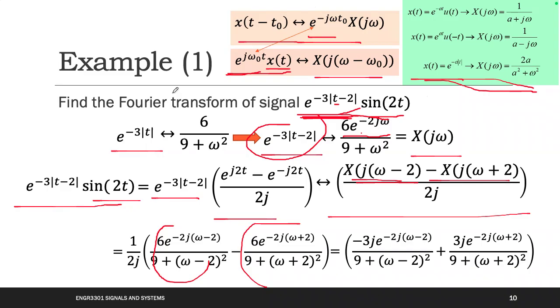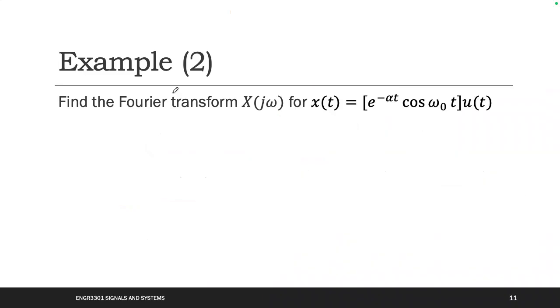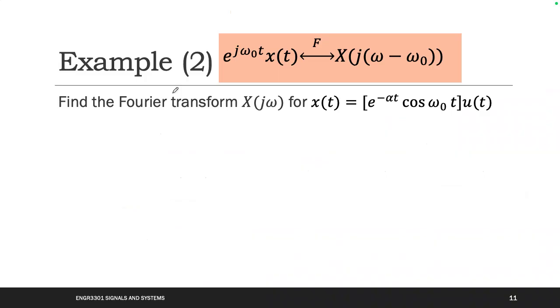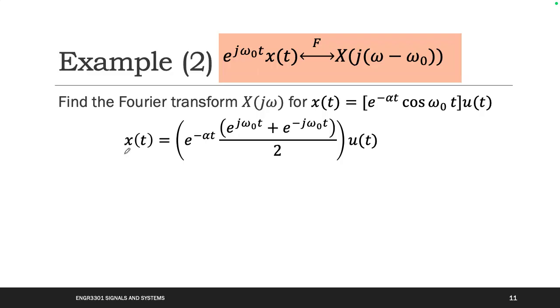Okay, let's see the other one. This one. Okay, for this one, we know the frequency domain shift property. And for this one, you can see we can convert this one to this one. That makes sense to you? Any question? Yeah. What equation do we use here?